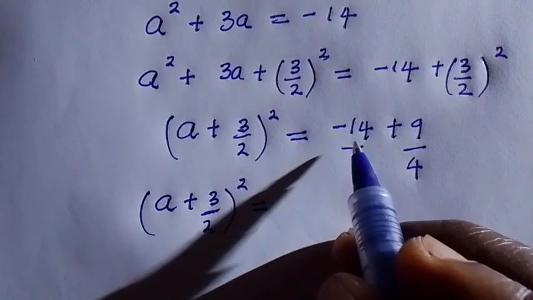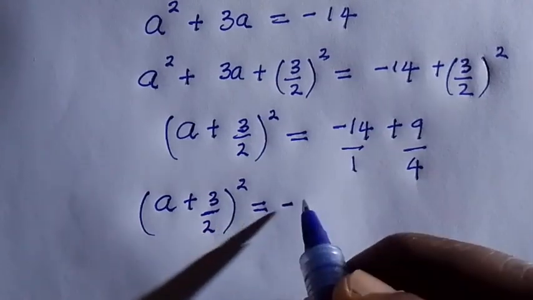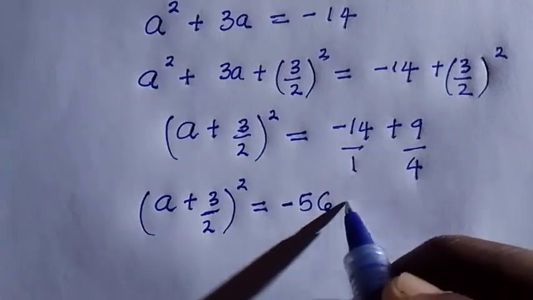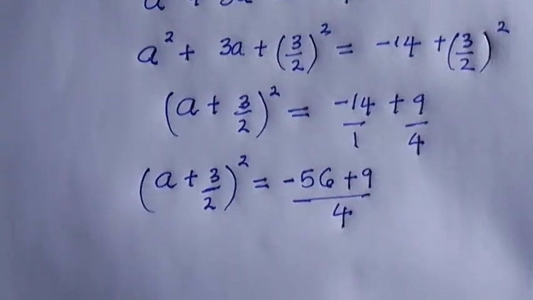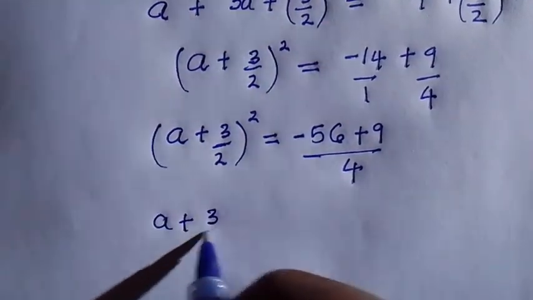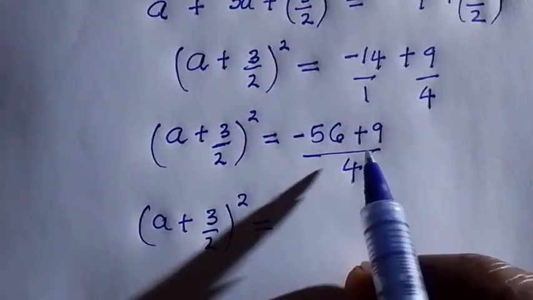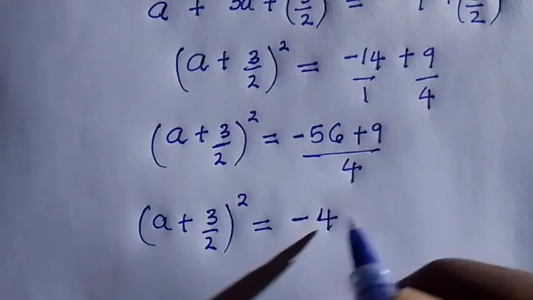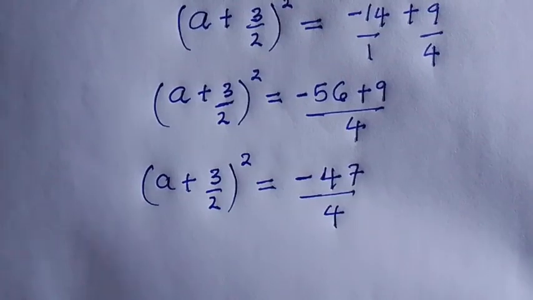equals, so when we multiply 4 by 14, we get minus 56, plus 9 divided by 4. Then we have a plus 3 divided by 2, all raised to power 2, equals, by adding 9 to minus 56, we get minus 47 divided by 4.